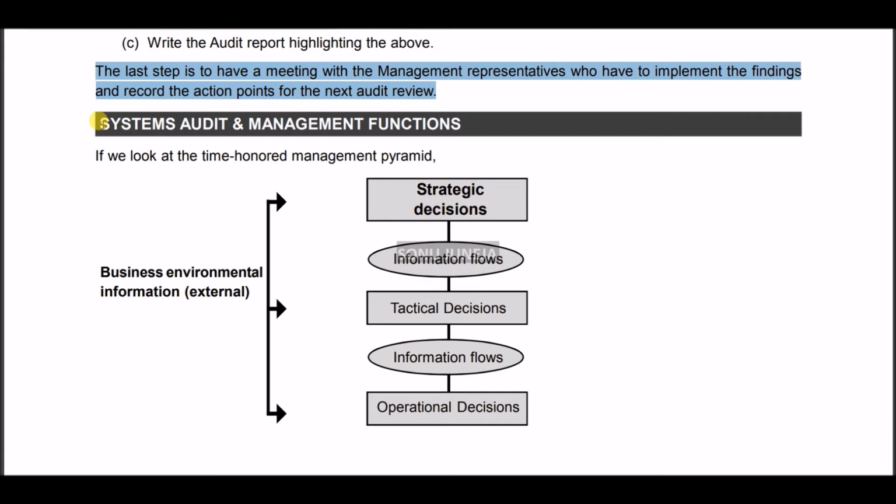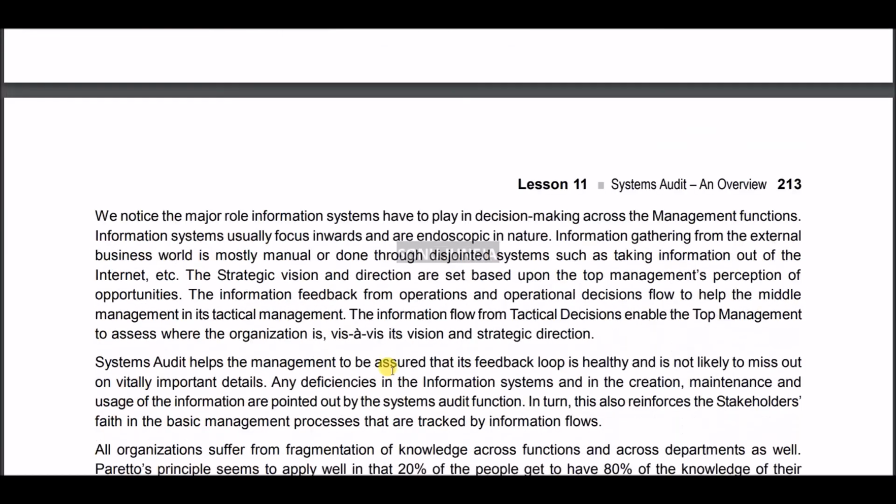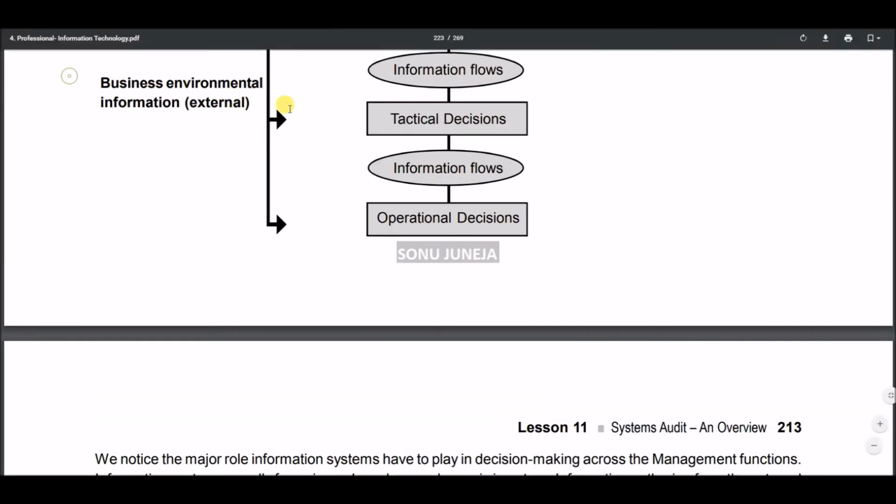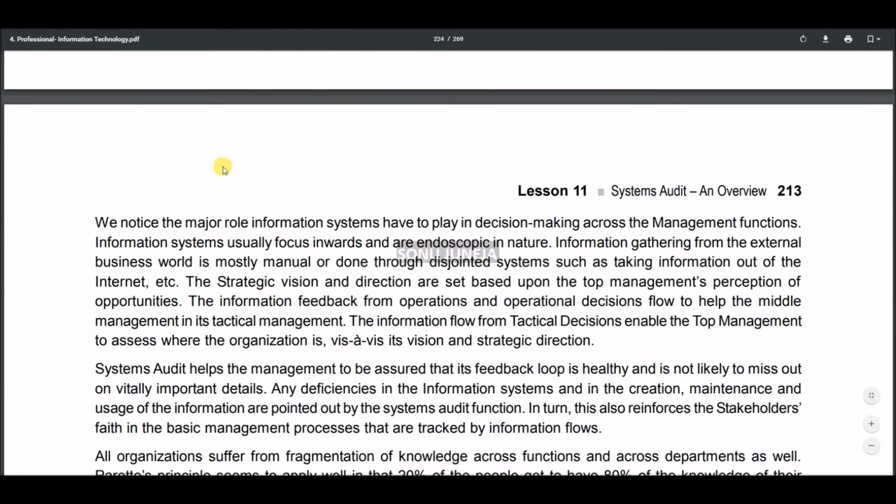Now, you have the system audit management function. So if you look at the time-honored management pyramid: strategic decisions, information flows, tactical information flow, and the operational. So strategic, tactical, and operational. Between these, how is information flowing? What is the procedure? It will be through the business information with respect to the external aspects. Now here.